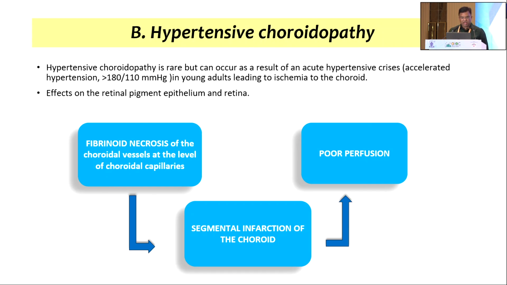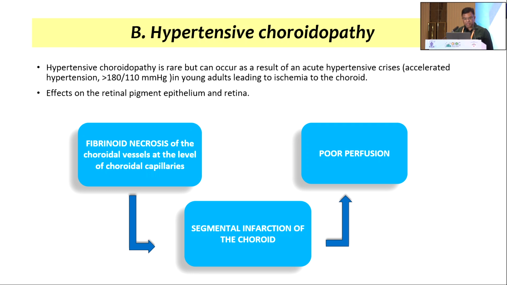Then we have hypertensive choroidopathy, which is rare but can occur as a result of acute hypertensive crisis, also known as accelerated hypertension, where there is a sudden increase of the blood pressure above 180 by 110 millimeters of mercury in young adults, leading to sudden ischemia of the choroid. And this has an effect on the retinal RPE cells in the retina.